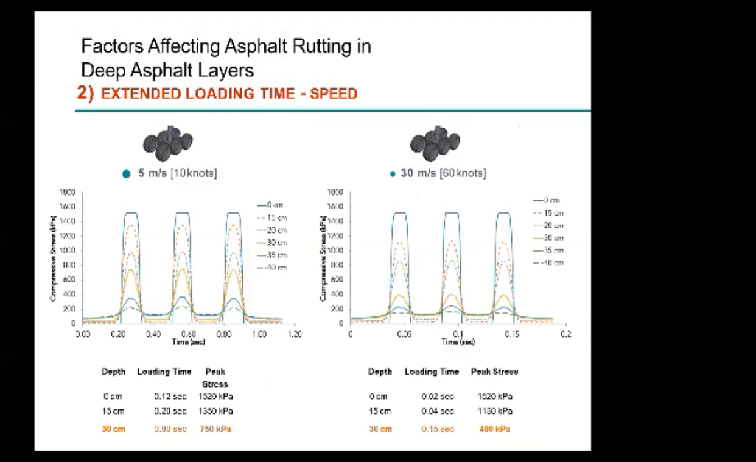Look at speed. The faster you are, the lesser the loading time and the lesser the stress. So slower traffic, 5 meters per second, is going to give you higher stresses for longer times, 0.8 seconds at 750 kPa, compared to 30 meters per second, which is going to give you only 0.15 seconds and just 400 kPa. So slow loads can still affect you deep down in the layer, 30 centimeters down. The speed effect is still there.